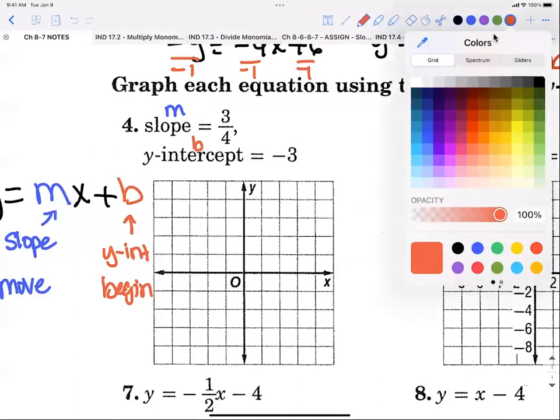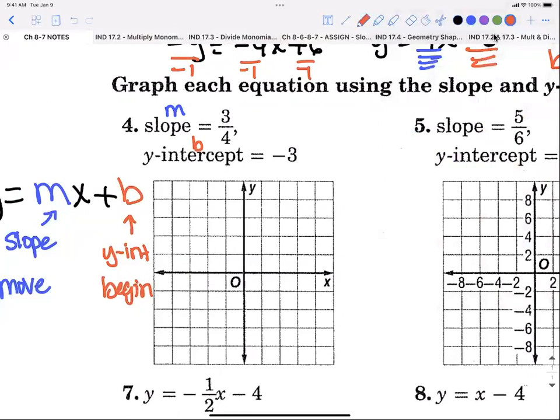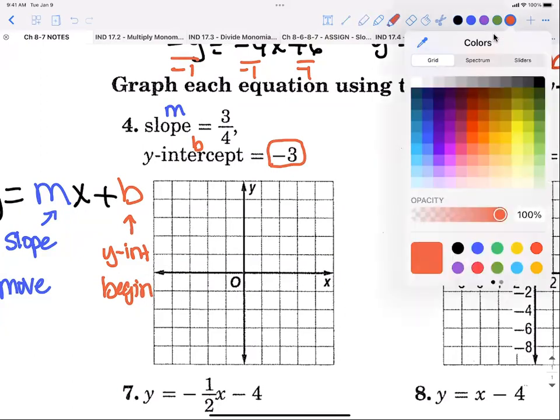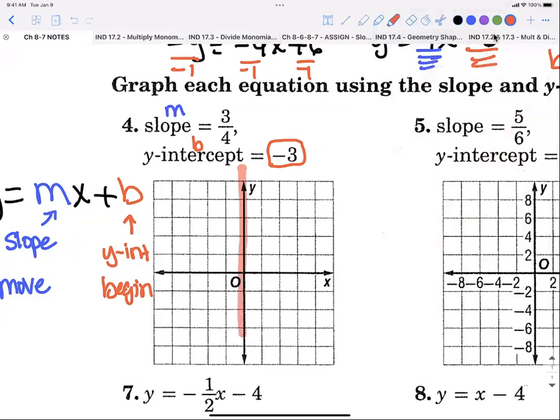All right, so remember I said that B stands for begin. So that means I'm going to begin by plotting -3 as my y-intercept. Now, what does y-intercept mean? If you look at your graph, this is your y-axis, right? That means right on that axis at -3, so 1, 2, 3, I'm going to begin by plotting my first point. So you begin with your B, and then you use your M to move.